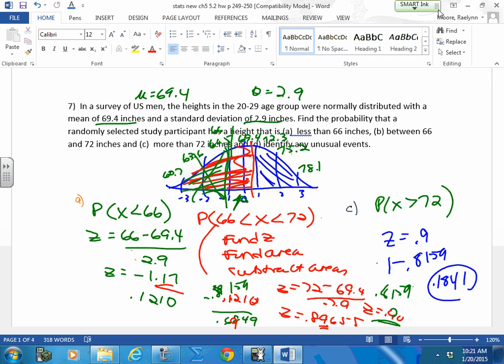Remember your book goes with the 5%. If it's less than 5%, it's unusual. So are any of these less than 5%? No. So they're not unusual. The least usual would be A. A would be the least likely to happen.